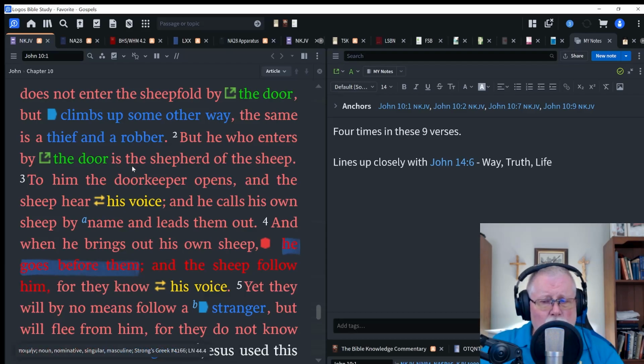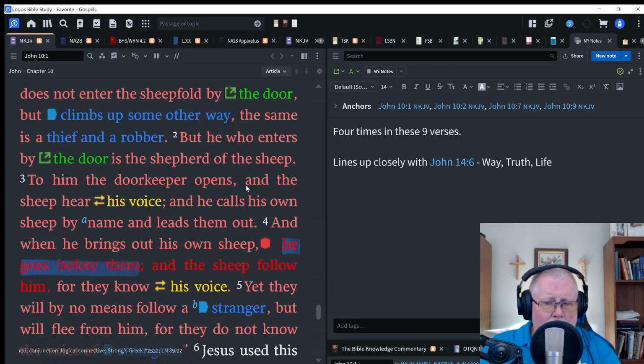But he who enters by the door is the shepherd of the sheep. Now, this is picture language. Jesus doesn't call this a parable, but it is a figure. It is a figure of speech. And in a figure of speech, you can be more than one thing. So Jesus is the door. And that brings the picture of the sheep pen to mind, but he's also the shepherd of the sheep.